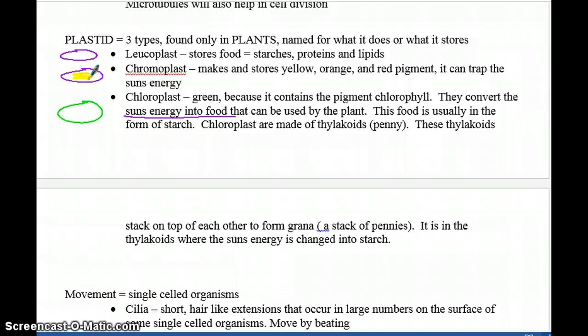And inside of the chloroplast are these thylakoids, which get stacked up on top of each other to make something called grana. And it's in these thylakoids, or the stacks that make the grana, where the chemical reactions take place in order to make the food for this plant cell. Chloroplasts do not make energy. That would be the mitochondria.